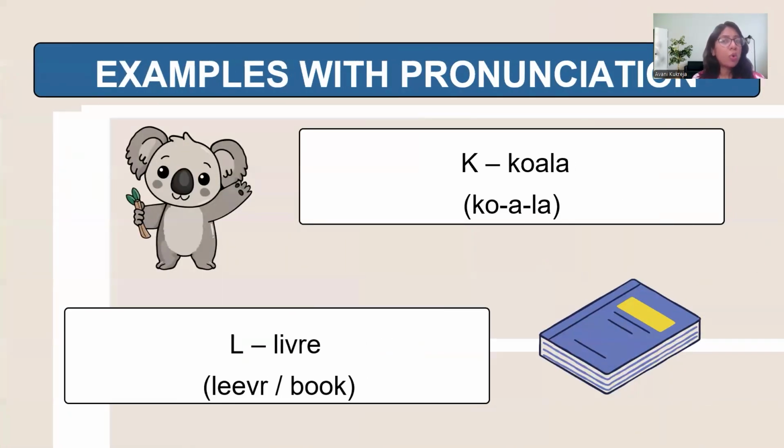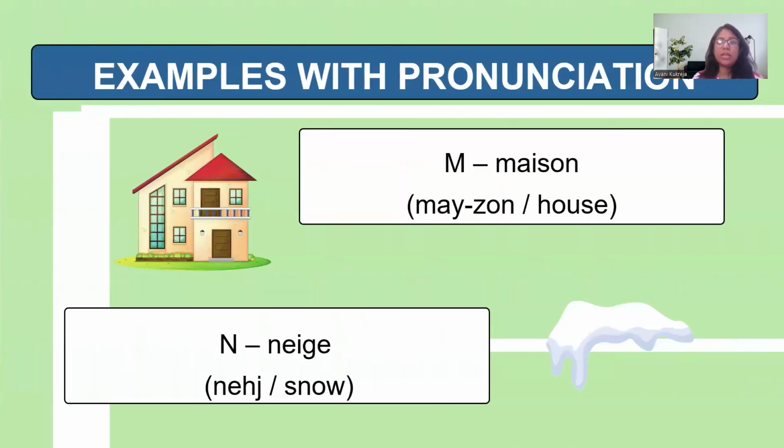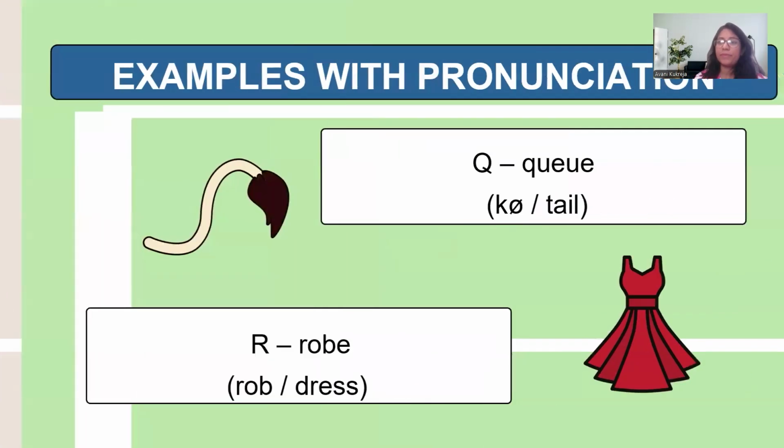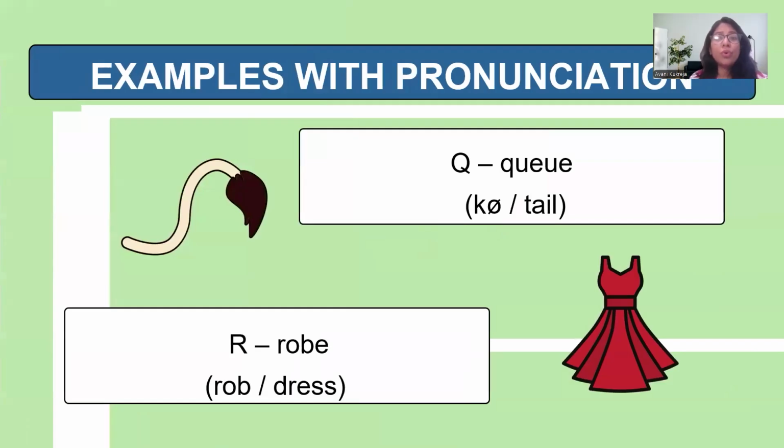With K, we have koala. Voilà. With L, we have the word livre. Livre. With M, we have maison. Maison. With N, we have neige. Neige. With O, we have oiseau. Oiseau. With P, we have pain. Pain. With Q, we have queue.